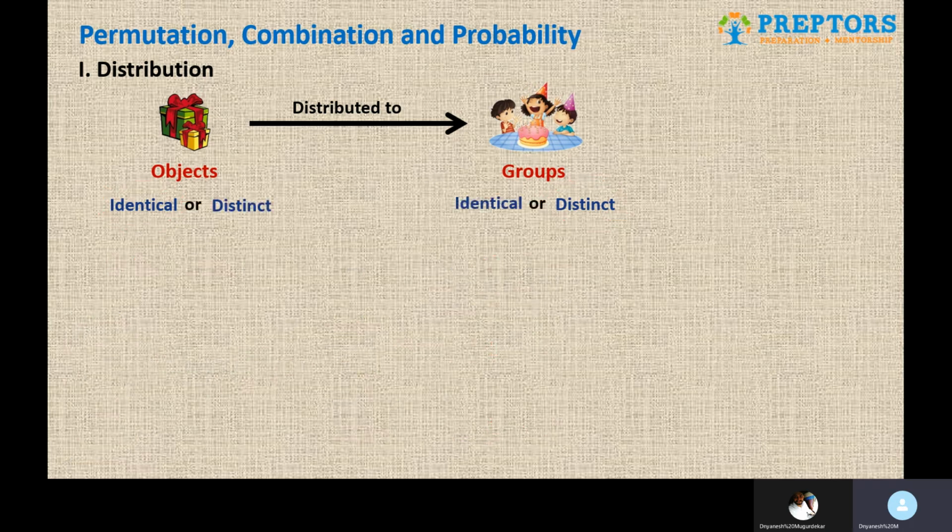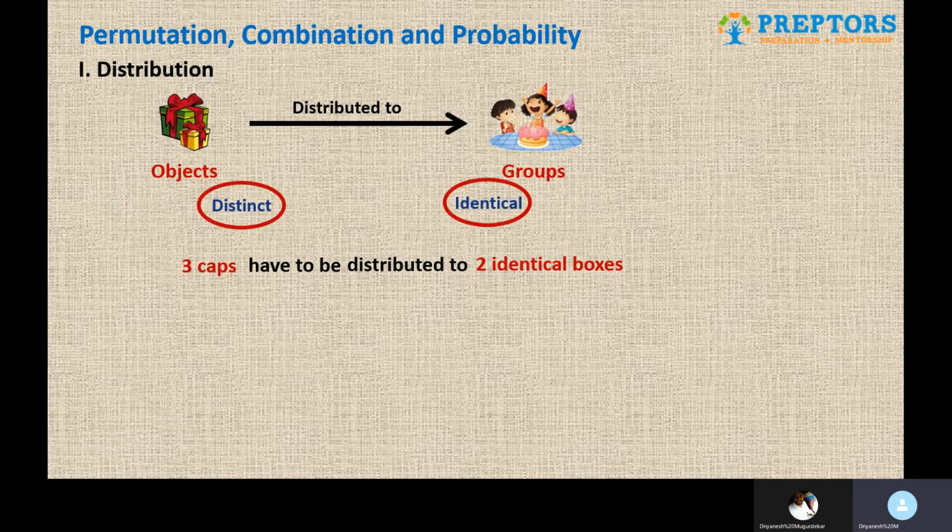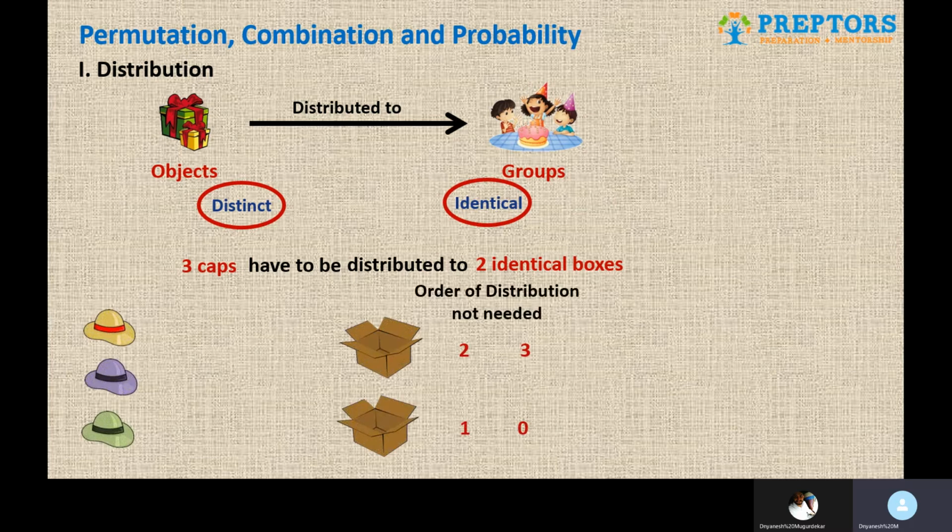The third scenario: three caps have to be distributed into two identical boxes. Now the objects are distinct, so three different caps, but the boxes are identical. So which box gets how many is irrelevant. So 2 1 and 3 0 is the same pattern. But now because the caps are different, the selection of the objects is also important, because when we say the first box gets two caps, we need to figure out which two caps are going, because that will be the key part.